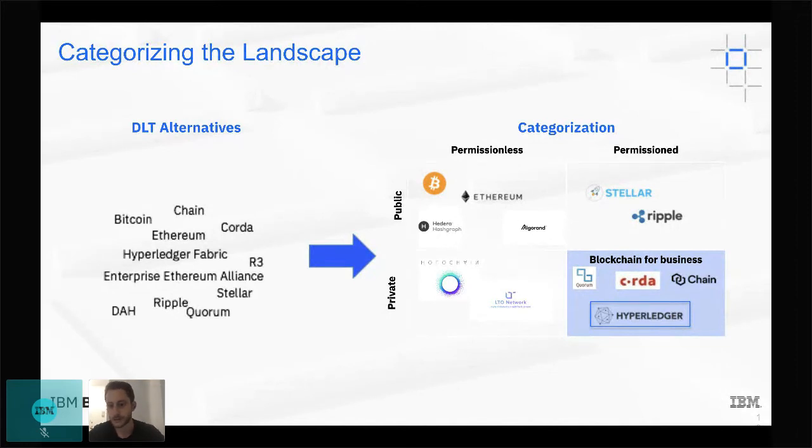And where we're going to focus on today and where IBM functions the most is this blockchain for business area, which is private and permissioned. So that means only certain people are allowed in, and those that are allowed in have certain identities and rules of what they can and can't do on the network.